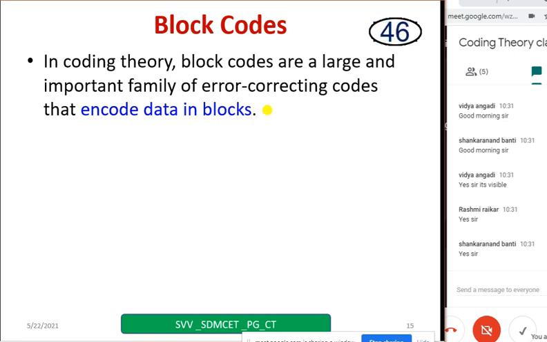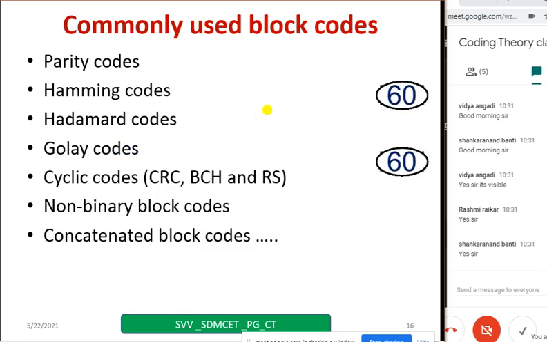With the numerical example, we are going to discuss later in this chapter. So remember why it is called a block code. A set of bits we call a block. We are going to encode those bits one block at a time. And many types of block codes are available. Commonly used block codes are these.